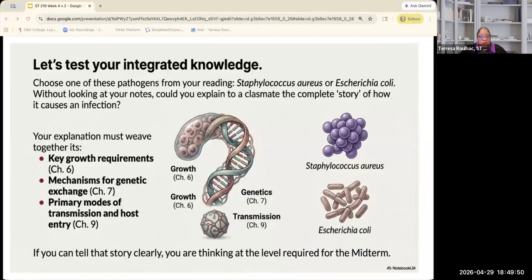I want you to be thinking of how you're thinking as you're explaining it. Notice what you're naturally connecting: how it grows, how it changes genetically, how it moves from environment to host. Again, you're just integrating. Like I said, it's not a requirement, it's just another resource that could help you.